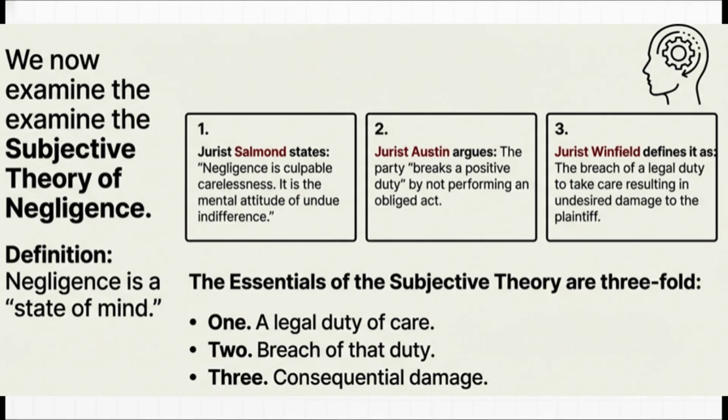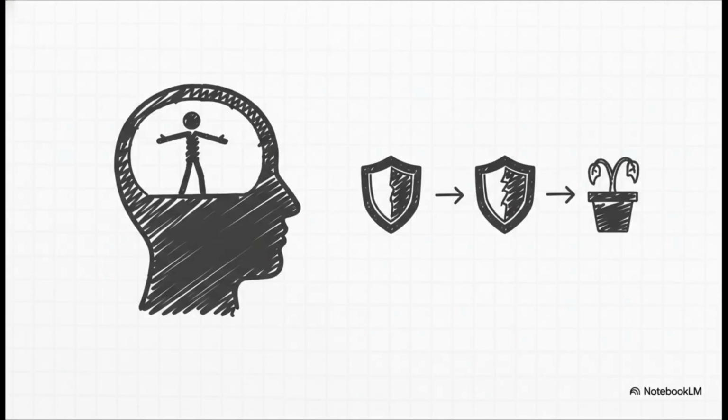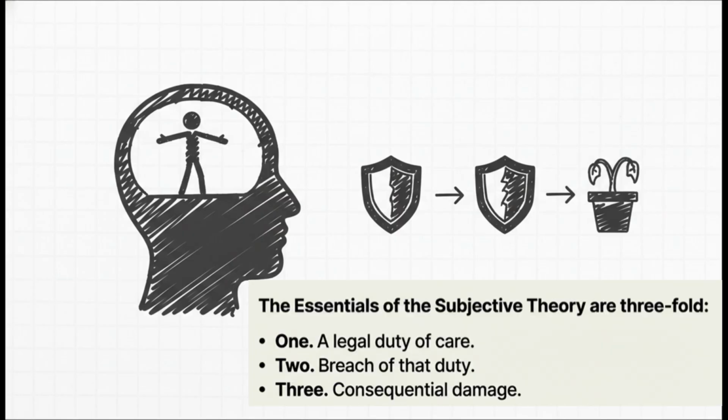Now, regardless of this focus on the mind, to establish a claim under this theory, you must still prove three essential ingredients. First, a duty of care existed. Second, there was a breach of that duty. And third, damage was the result.